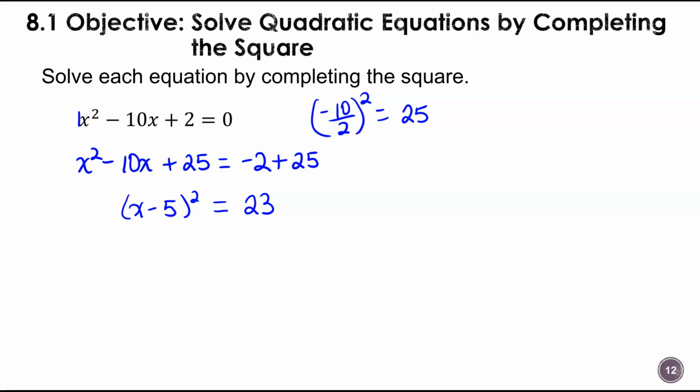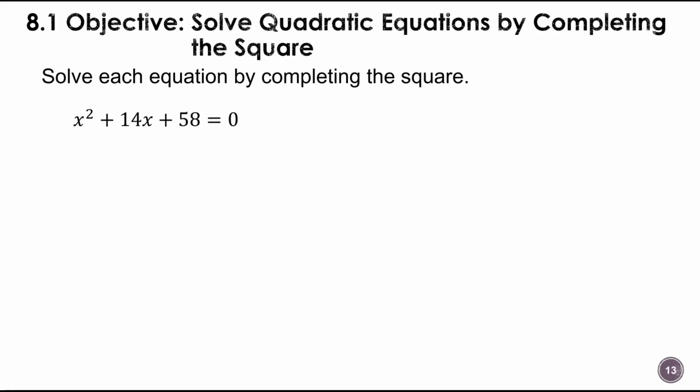This is where we apply the square root property, and that's x minus 5 equals plus or minus the square root of 23, and then we add 5 to both sides to solve for x, so 5 plus or minus the square root of 23. Those are our two solutions. Remember, this means 5 plus the square root of 23 and 5 minus the square root of 23. All right.